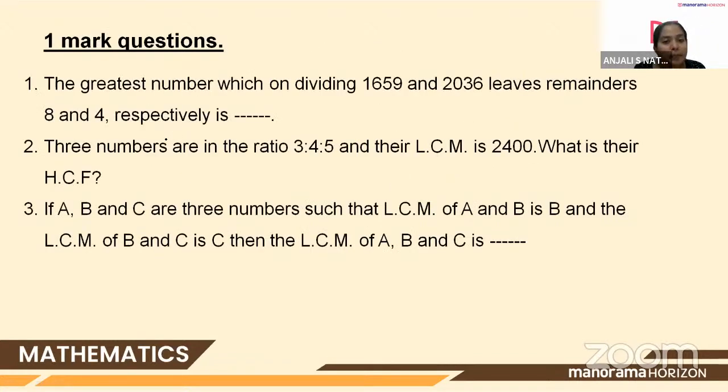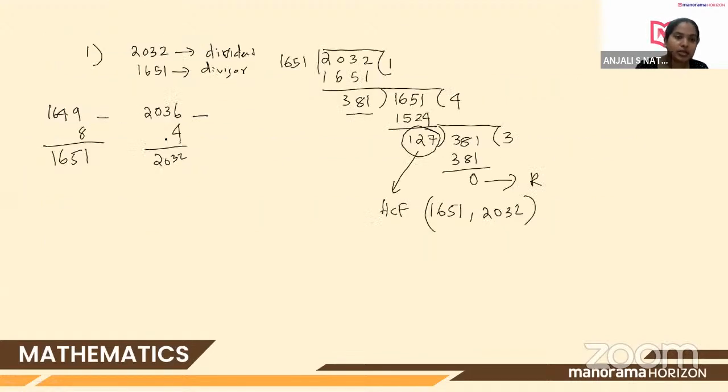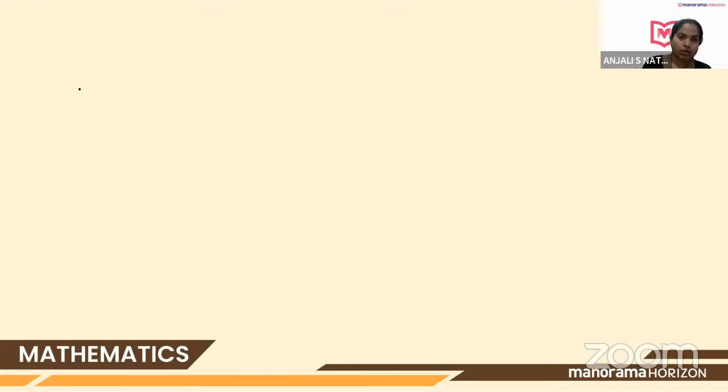So 3 numbers are in the ratio 3:4:5 and their LCM is 2400. So what is their HCF? That is the question. So the second question is 3 numbers are in ratio 3:4:5.